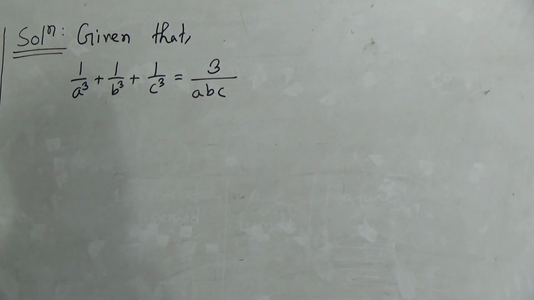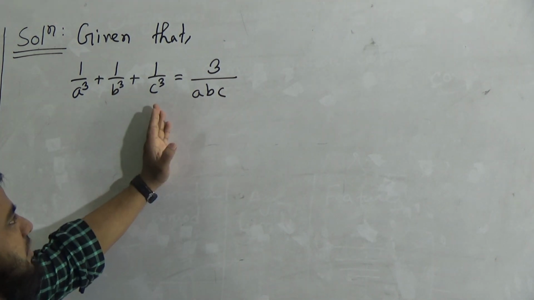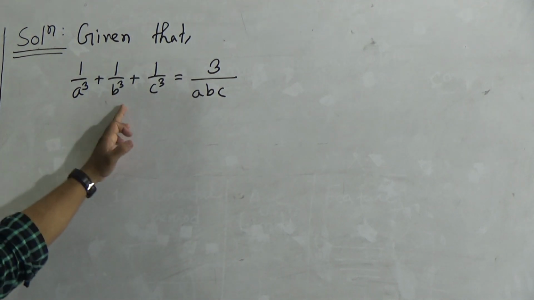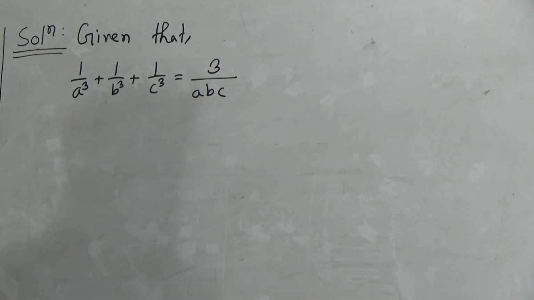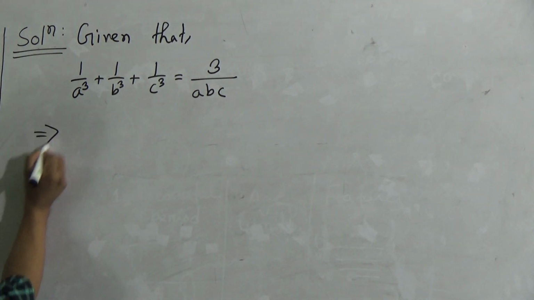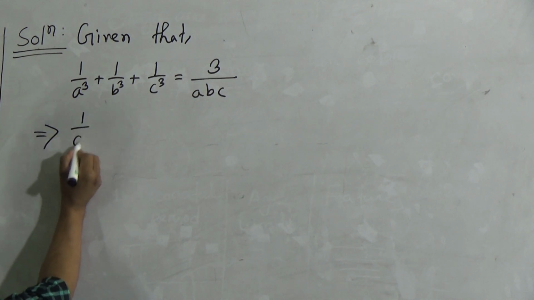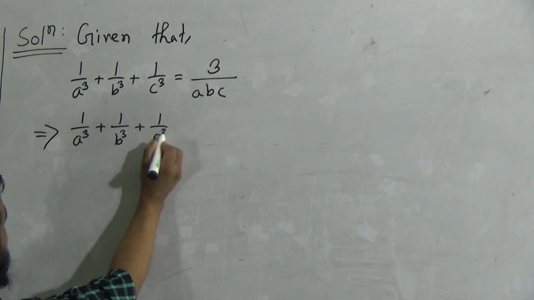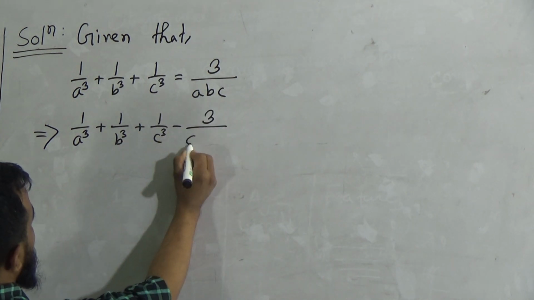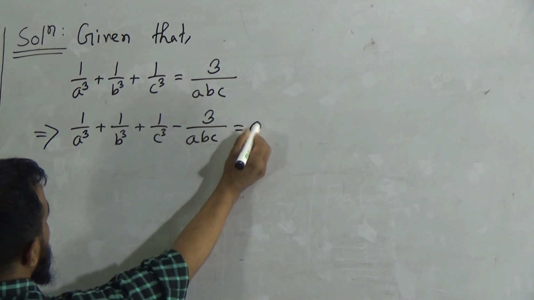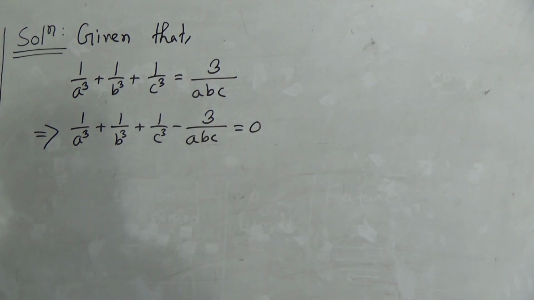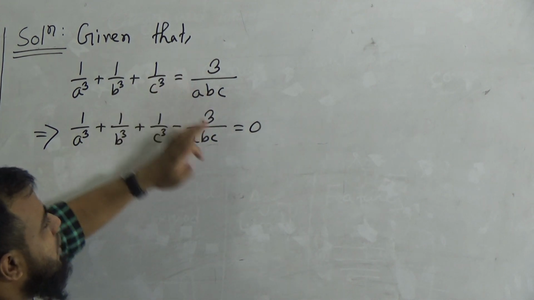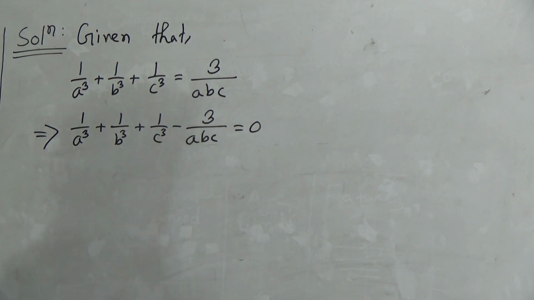Now 3 divided by abc we will transfer to the left side in this equation. Then we will form the formula of a cube plus b cube plus c cube minus thrice abc. Okay, now transfer this 3 divided by abc to the left side. We will have 1 by a cube plus 1 by b cube plus 1 by c cube minus thrice divided by abc, that's equal to 0. This 3 divided by abc will take a minus sign because on the right side it was a positive sign. That's why if we transfer this to the left side, it will take a negative sign, the opposite sign of plus.